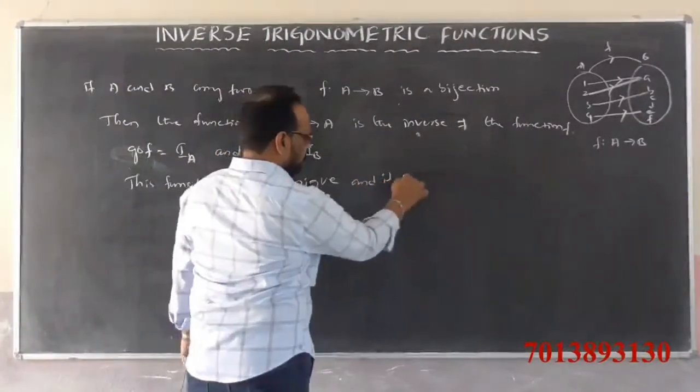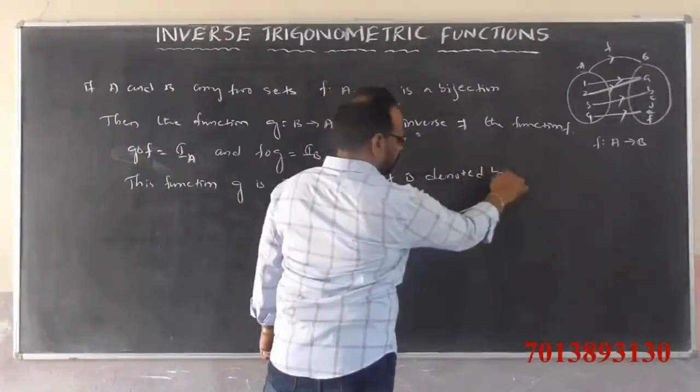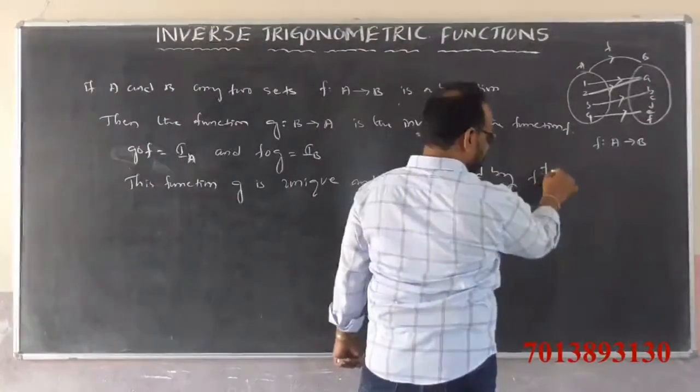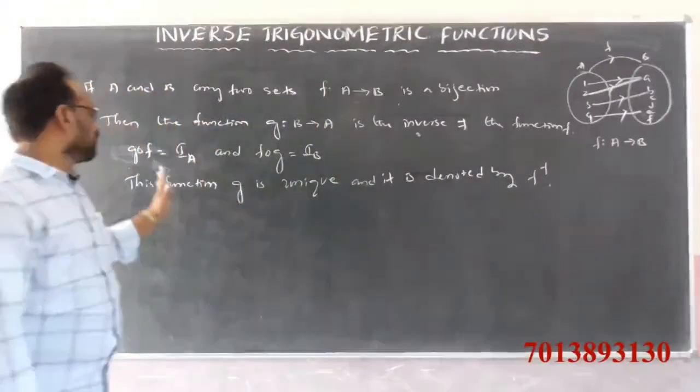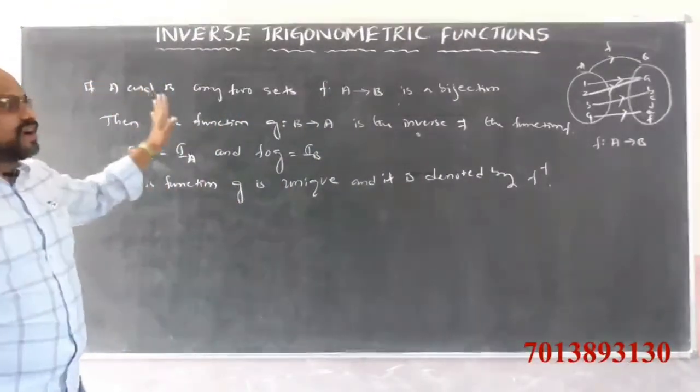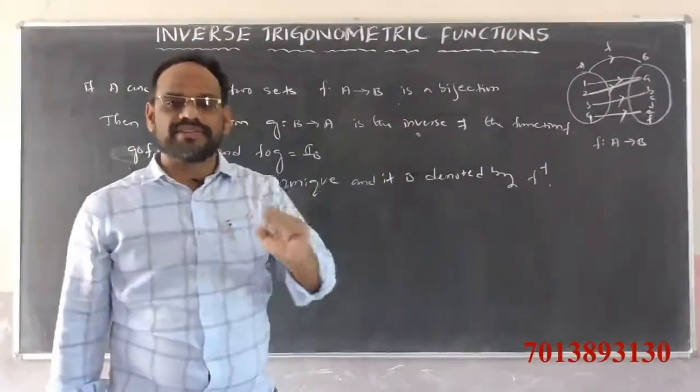And it is denoted by F inverse. Observe that. Already we know about one-one functions, onto functions, and bijection functions, which we already discussed.